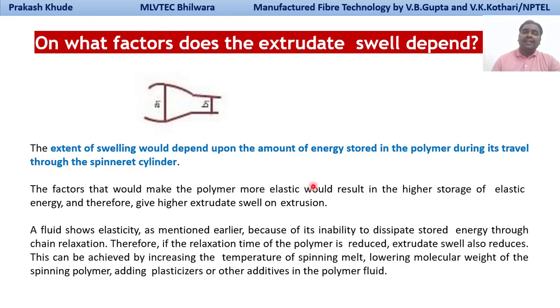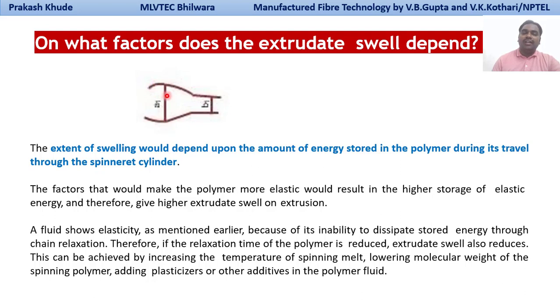What are the factors that affect extrudate swell? For the extent of swelling, if this is the diameter of the polymeric fluid in the orifice, or in the spinneret, say D1, then as it comes out of the spinneret, it bulges out.